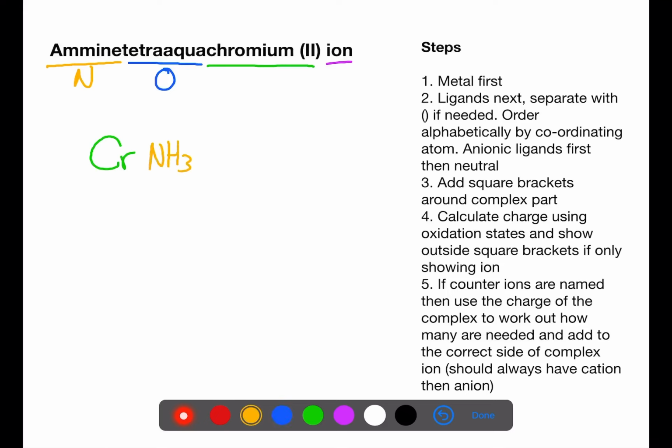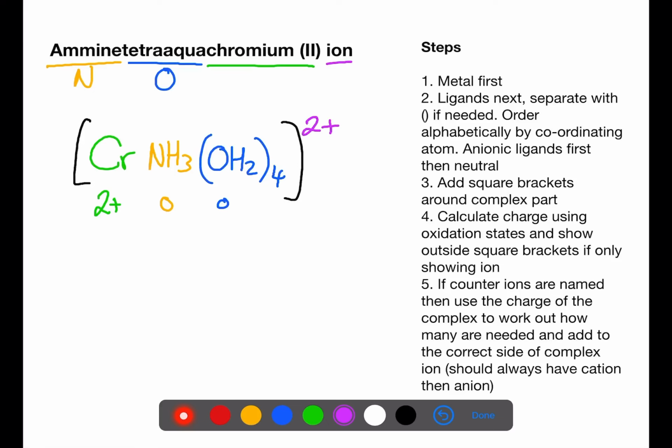So we have NH3, and we have 4 aqua ligands, so we need to put brackets around and put the 4 on the outside. We can then put the square brackets on, and as we're just looking at the ion, we can put in the charge. Chromium is 2 positive as a charge. The amines have no charge, and neither do the aqua. Therefore, the overall charge on this ion is 2 positive.